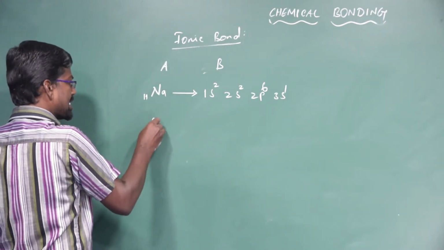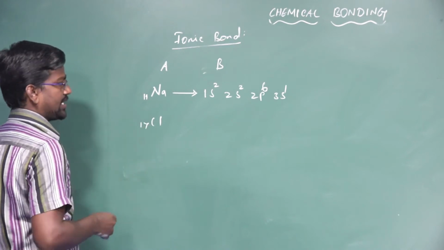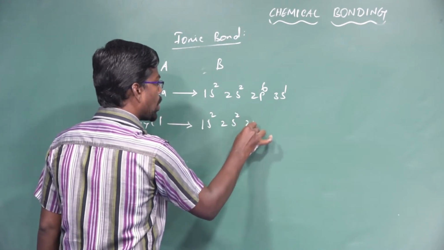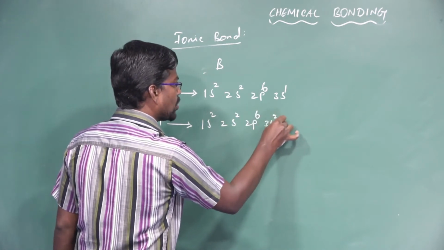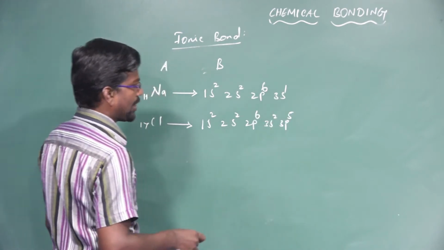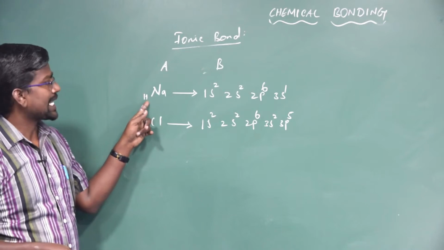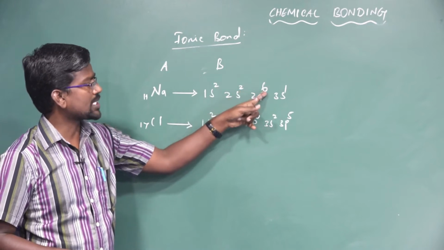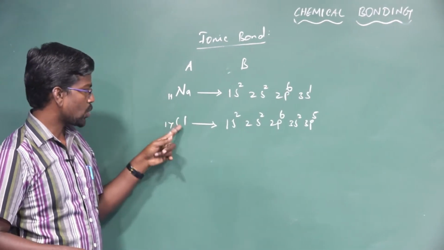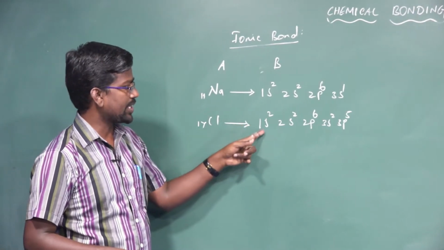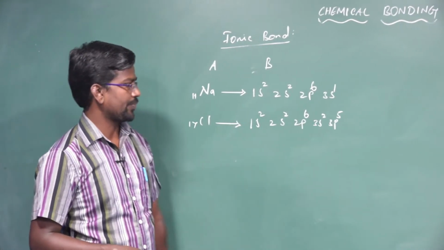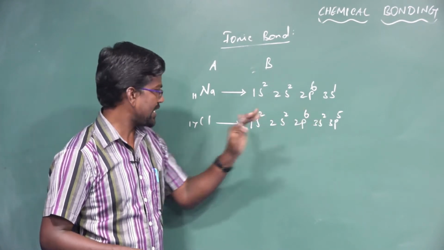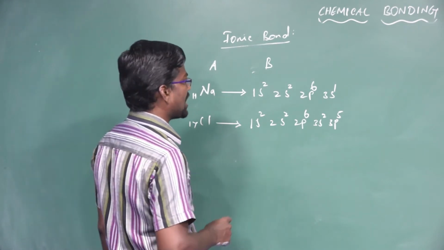Another one, chlorine, Cl. Atomic number of chlorine is 17. Electron configuration of chlorine is 1s2, 2s2, 2p6, 3s2, 3p5. So sodium, atomic number 11, has electron configuration 1s2, 2s2, 2p6, 3s1: 2 plus 2 is 4, 4 plus 6 is 10, 10 plus 1 is 11. Chlorine, atomic number 17, has 1s2, 2s2, 2p6, 3s2, 3p5: 2 plus 2 is 4, 4 plus 6 is 10, 10 plus 2 is 12, 12 plus 5 is 17.